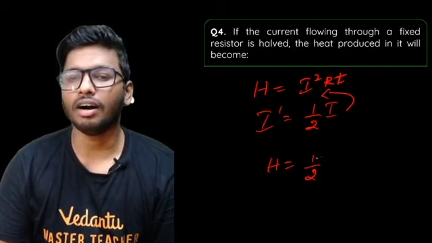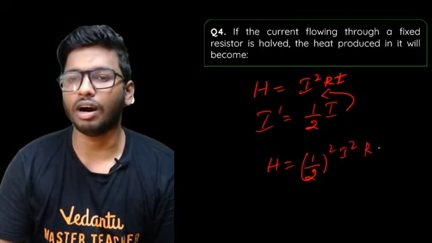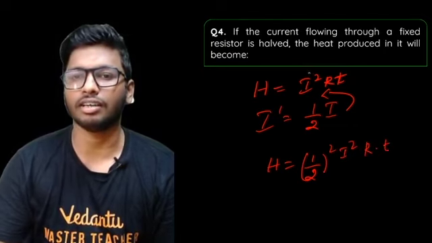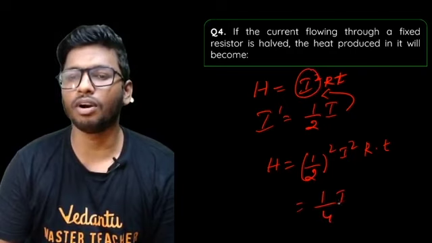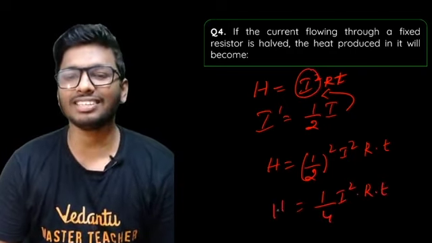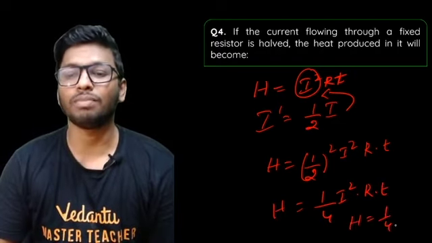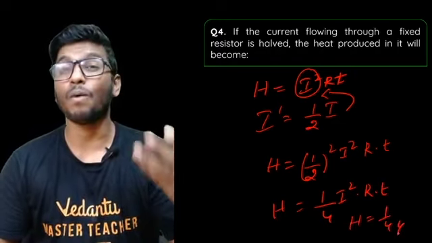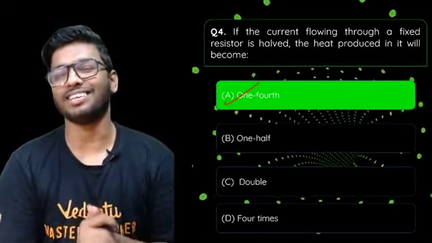1/2 the whole square into I square into R into T, because it's square, right? So I'm going to square the value. So what will I get? It'll be 1/4 I square RT. Simple as that, guys. So if the current is reduced by half, then the heat produced in the circuit reduces to 1/4 of it. So the answer to this question, guys, would be 1/4. As simple as that.